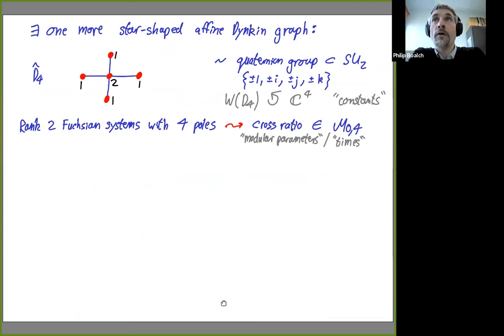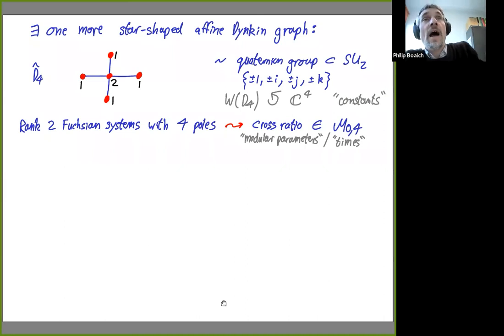Okay, so it becomes more interesting if you realize that there's another star-shaped affine Dynkin graph. You can look at affine D4 as well, the 4th star-shaped affine Dynkin graph. And this is more interesting. It has 4 legs, not just 3. So you have the moduli of those 4 points on the sphere as well, whereas the others only had 3 legs, and so you had no moduli. The moduli space of 3-tuples of points on the sphere is a point. Whereas now we've got 4-tuples, so we've got the cross ratio as well.